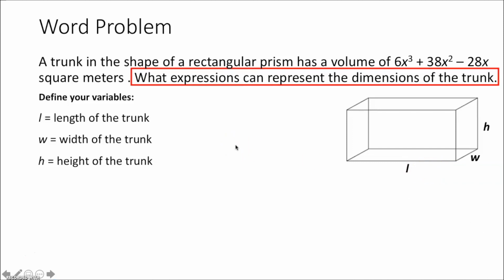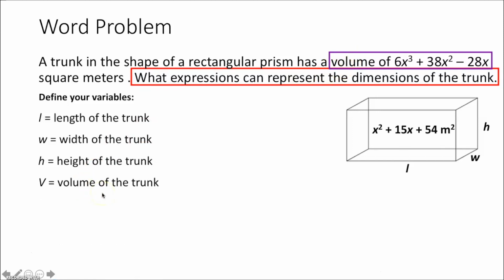Now, anything else in the problem that we need to know? Well, yeah, it says the volume is 6x cubed plus 38x squared minus 28x square meters. Well, volume should probably be a variable too. So we say V equals the volume of the trunk. Now that we have all that, we can write our equation. Well, what is the volume formula for a rectangular prism? Well, it's actually volume equals length times width times height.